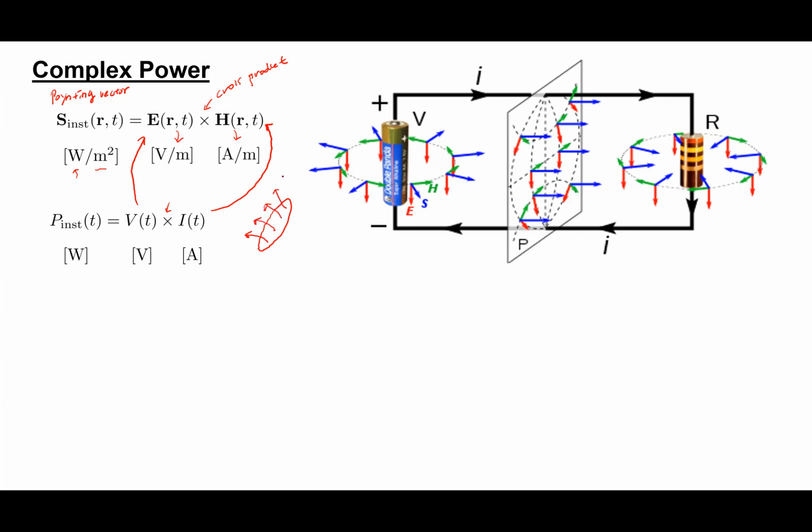Okay, this is the concept of the Poynting vector or power density. So it might be good to observe this figure on the right. We have a battery. It's a kind of circuit, with current flowing.